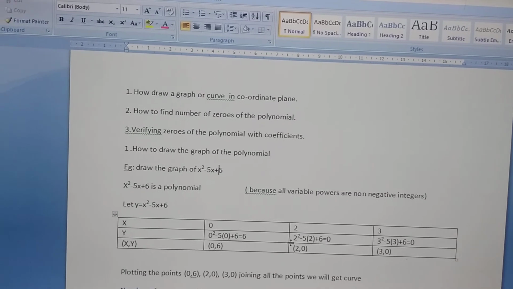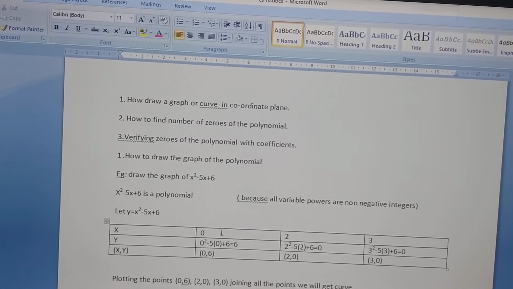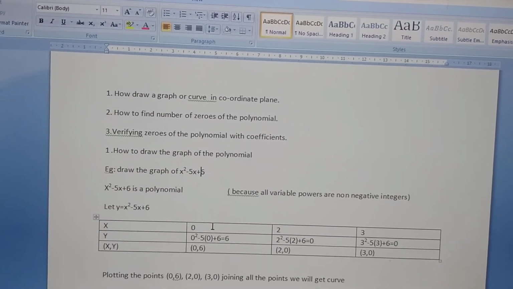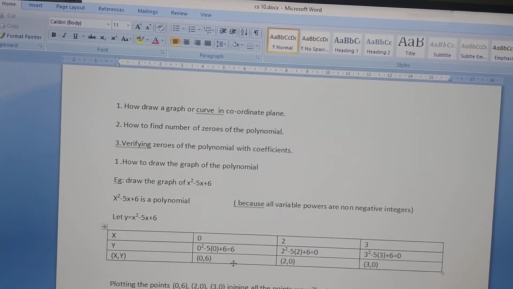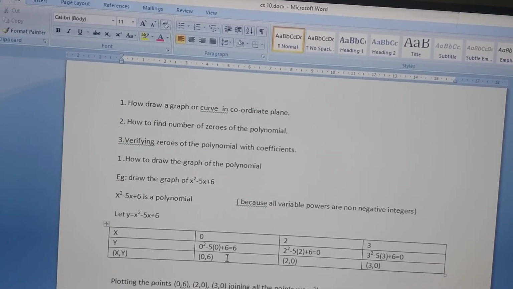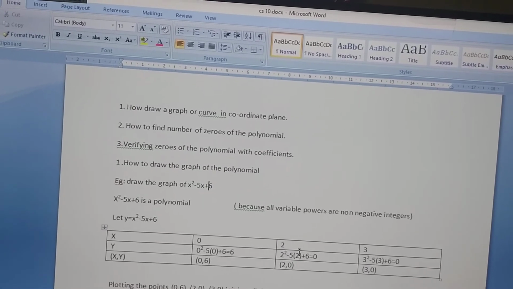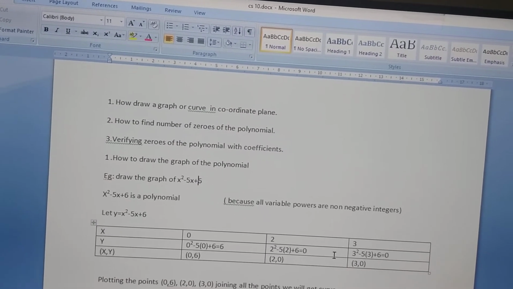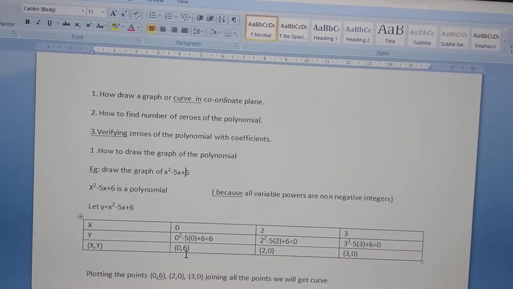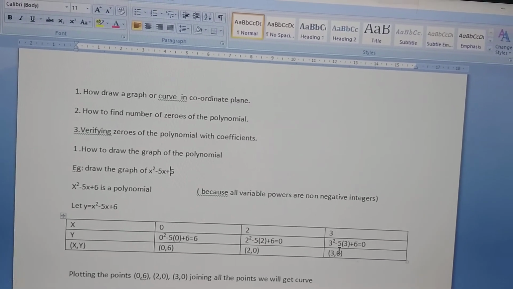In this, I am choosing x values and after that I am finding y values. So here I am choosing x values 0, 2, 3. y equals x square minus 5x plus 6. If I substitute 0, we get y value 6. If I substitute x value 2, we get 0. If I substitute x value 3, we get 0. So we got 3 points: one is (0, 6) and the others are (2, 0) and (3, 0).